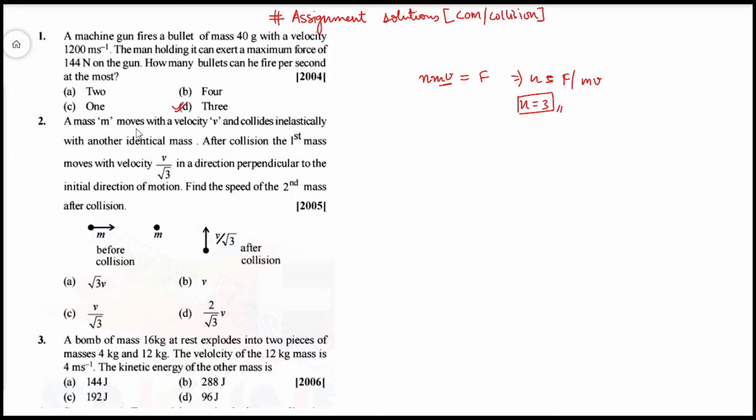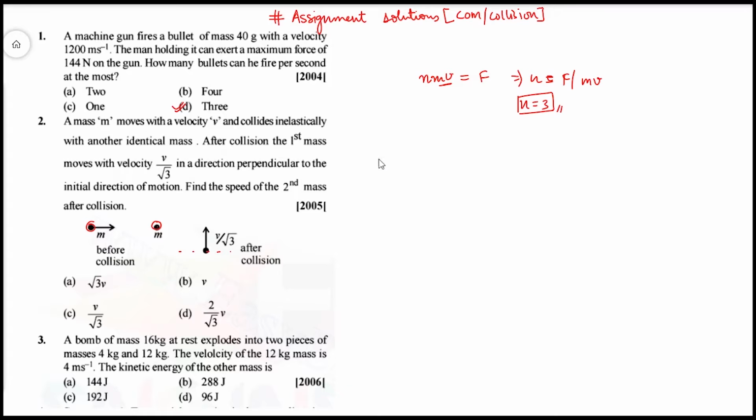A mass m moves with a velocity v and collides inelastically with another identical mass, and after collision the first mass moves with a velocity v by 3 in a direction perpendicular to the initial direction of the motion. Find the speed of the second mass after collision. So here's a diagram, and this guy is initially at rest, this guy collides with this guy, and the first mass moves with a velocity v by 3 after the collision, perpendicular to the direction of the initial motion.